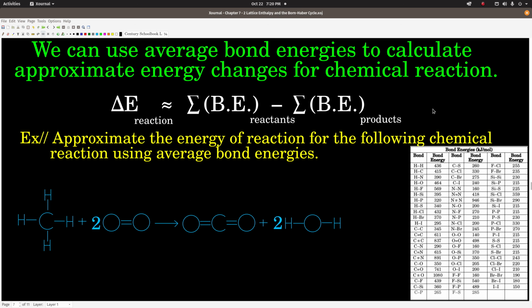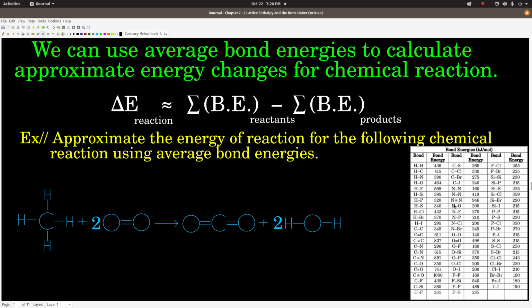So we can use average bond energies to calculate approximate energy changes for chemical reactions. And this word right here, average. This table here, these are average bond energies. I say average because the actual energy for a bond between two atoms is going to depend upon its environment. What other atoms are around it? Is it in a solid, liquid, or gas phase? What other atoms are affecting it? So we take an average and it gives us a pretty good idea.